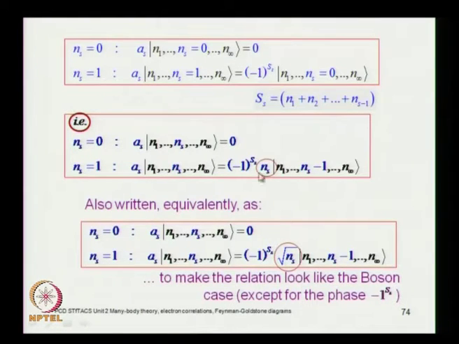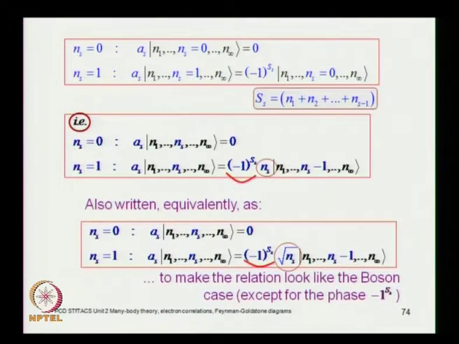Okay. This is where we use it: by writing this as square root of ns, you can certainly write it as ns times this, but by writing it instead as square root of ns, you have got a completely equivalent expression, with the advantage that you have got a relation which is identical to what you have got for the Bose case, except for the fact that you now have this phase factor minus 1 to the power s. Okay. So, this is an additional factor that you have to work with.